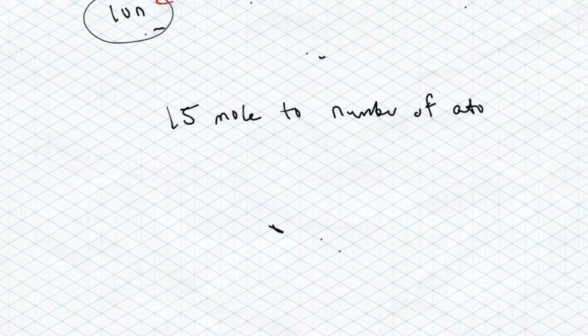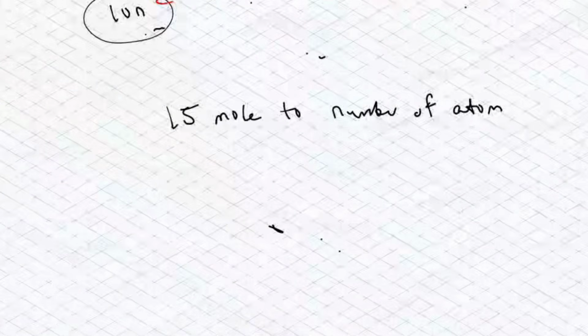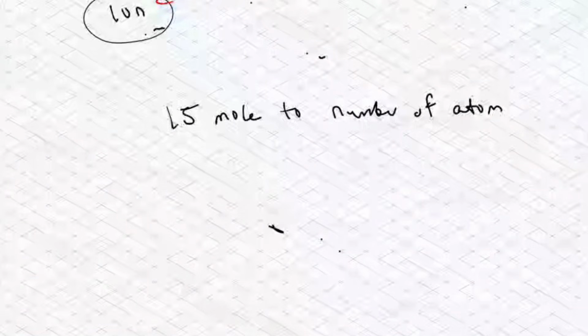Now let me ask you one question. Convert 15 moles to number of atoms very quickly. So are you going to multiply it by 6.02 times 10 to the power 23, or are you going to divide it by 6.02 times 10 to the power 23? Don't remember the formula, I'm no longer using the formula now. Are you going to multiply it by 6.02 times 10 to the power 23, or are you going to divide it by 6.02 times 10 to the power 23?